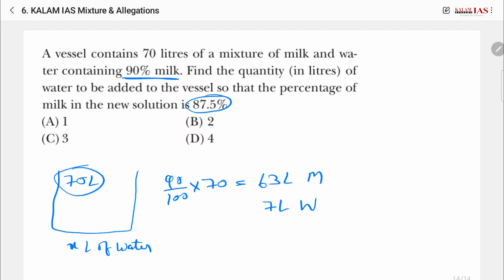The milk is 63, but they have asked for the percentage of milk. We have been asked to find the percentage of milk. So milk will be 63, but the total solution volume will become 70 plus x because we are adding water, not milk, and this should be equal to 87.5%.